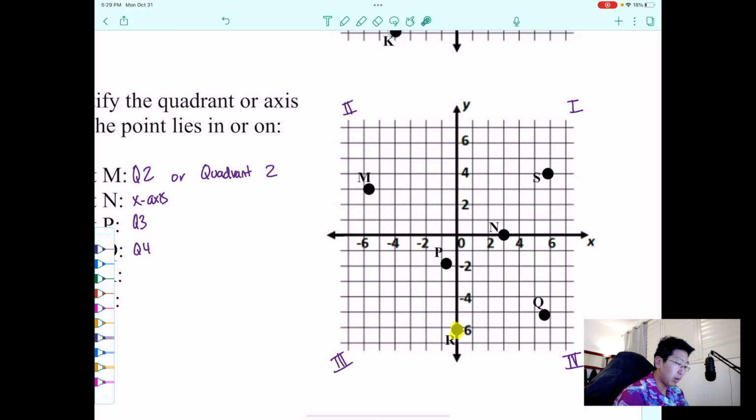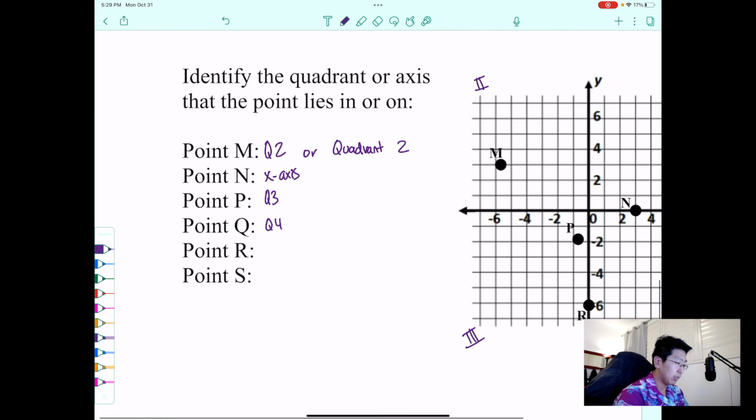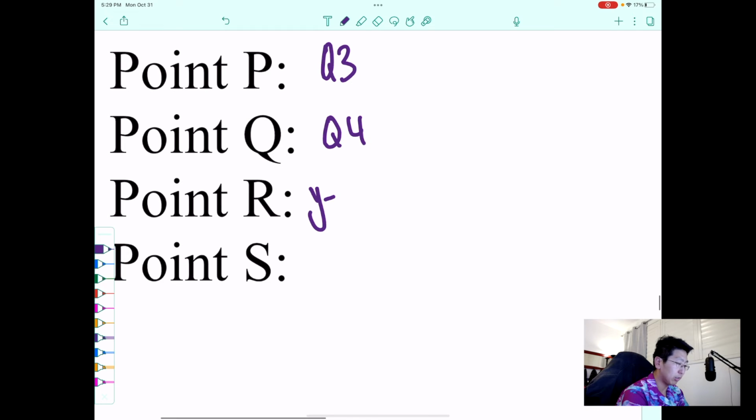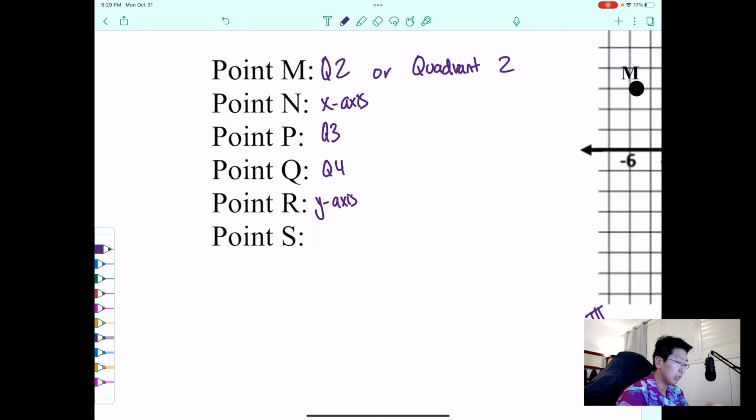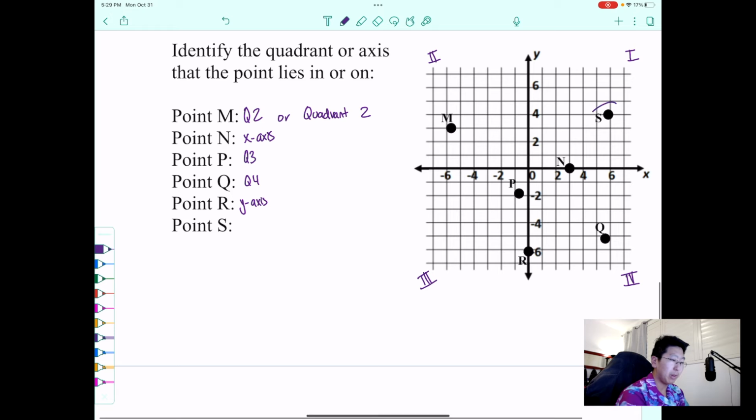R, where's point R? Is it in any of these quadrants, 1, 2, 3, or 4? Don't think so. It's on this line right here. What is this line called? It's called the y-axis. So I'm going to say y-axis. And then point S right here. It's in quadrant 1.